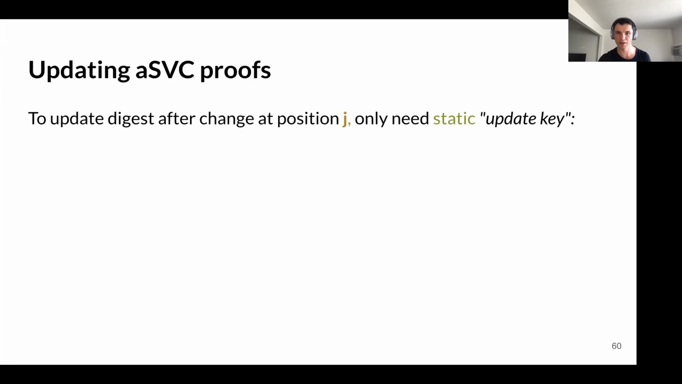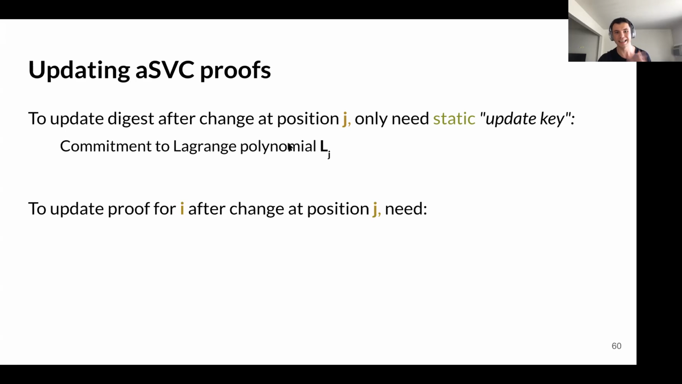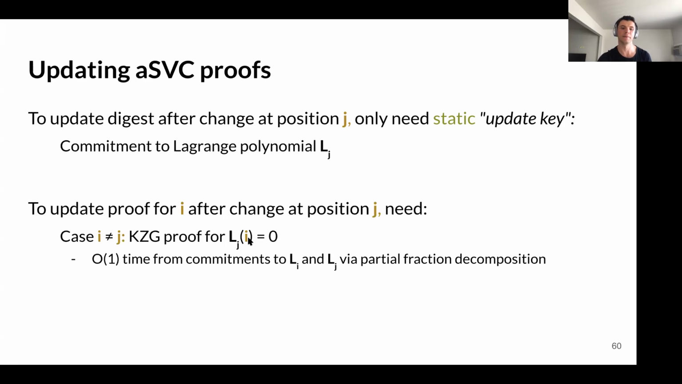And in terms of updates, updates are very similar. You only need static update keys, the commitment to the Lagrange polynomial LJ as before. And to update a proof after position J changed, you have to reason about which proof you're updating. So if you're updating I different than J, then you need a KZG proof for the Lagrange polynomial LJ evaluating to 0 at point I. One of our main contributions is that we give a way to compute this proof from the commitments to Li and Lj in constant time using, again, partial fraction decomposition. And if I is equal to J, then you have to use a KZG proof for Lj of J being equal to 1.